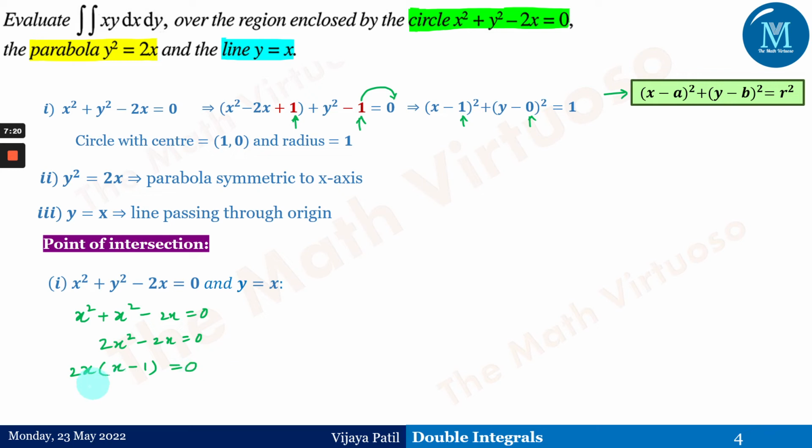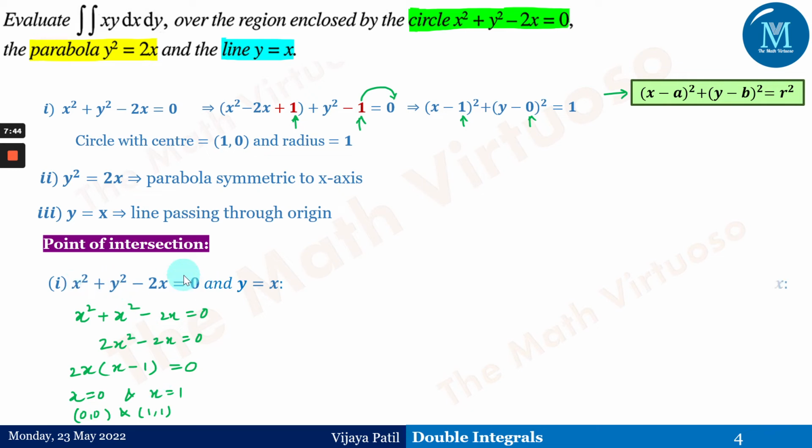So we have got 2 points of intersection here. One is x equals 0 and another is x equals 1. Since y equals x, that time x is 0 and x is 1. That means we have got the points 0 comma 0 and 1 comma 1 as the points of intersection for these two curves.